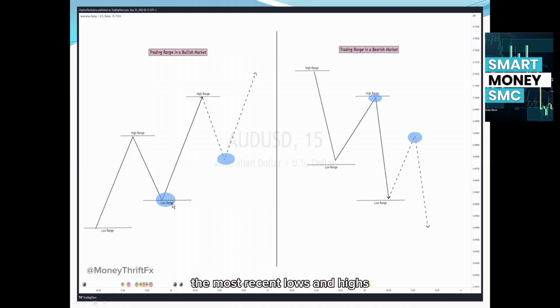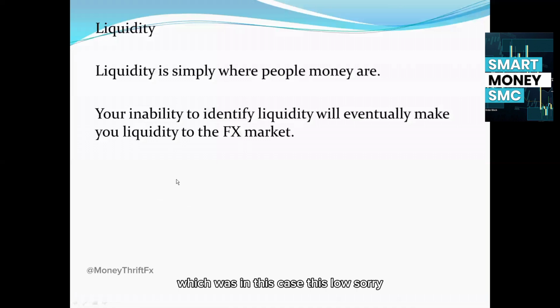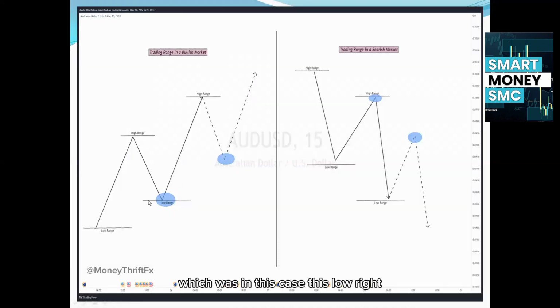The most recent lows and highs. For example, this low here and then this high here has already been played. So in a bullish market like this, what do you want to look out for? You want to look out for that most recent low and high, which in this case is this low, and then this high.